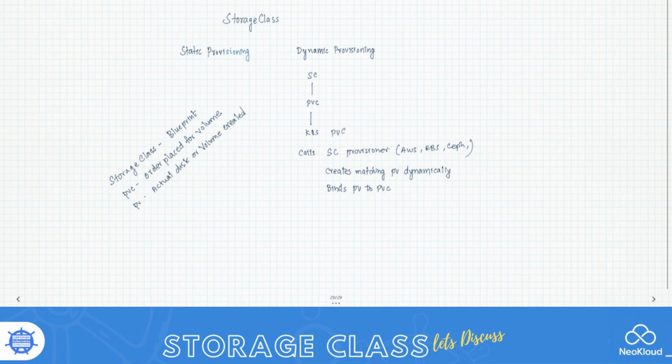In static provisioning, it is the opposite. The admin creates the PV, then the PVC is created and binds to the PV. There is no automatic creation; it's all a manual match. In static provisioning we can also use a storage class, but it is optional.